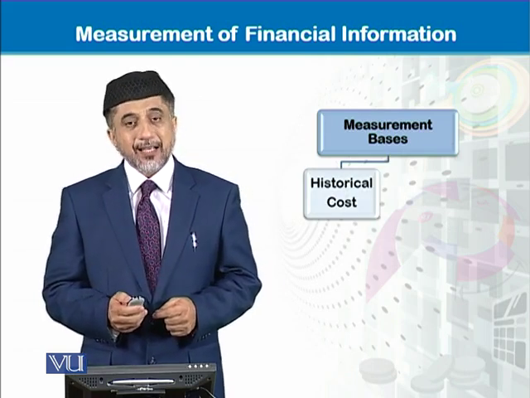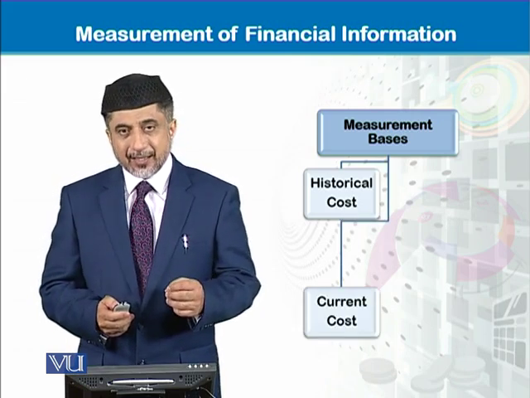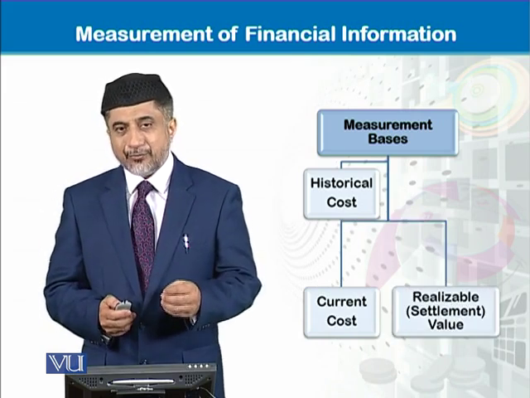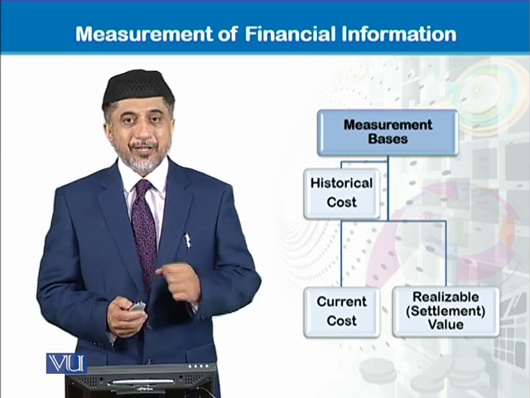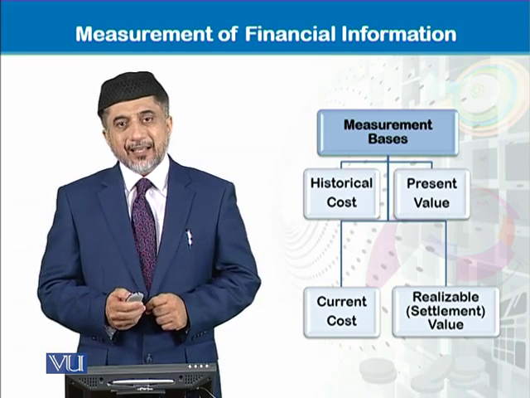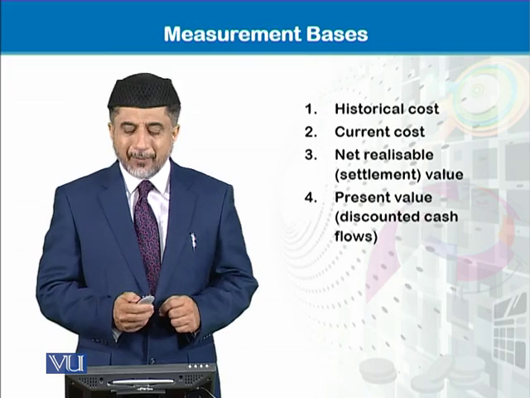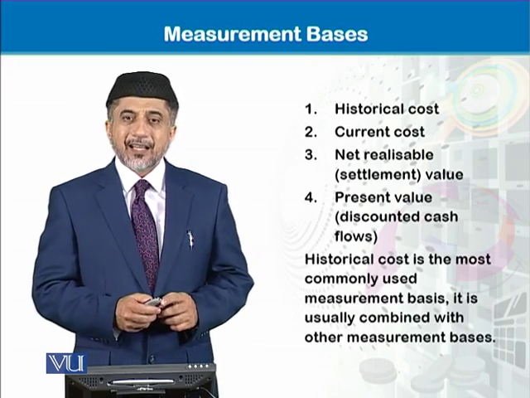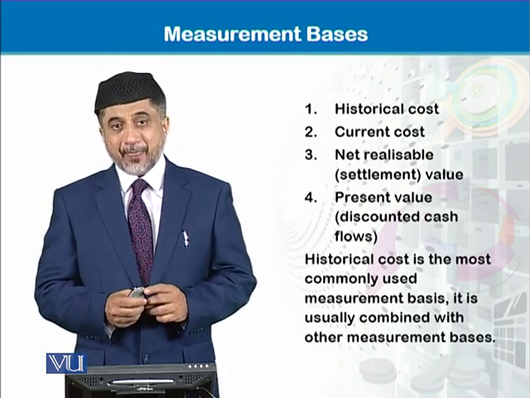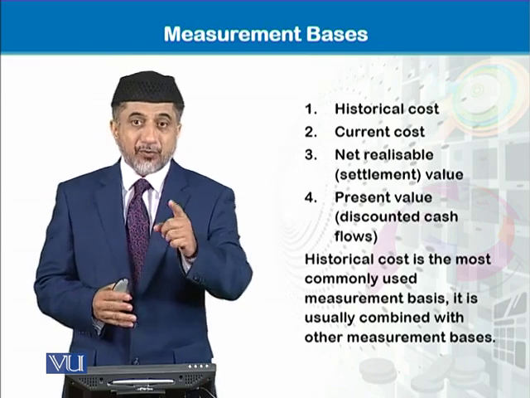Number 1, historical cost. Number 2, current cost. Number 3, realizable value or settlement value. And number 4, the present value. These are the 4 bases on which we emphasize while measuring the elements of financial statements.